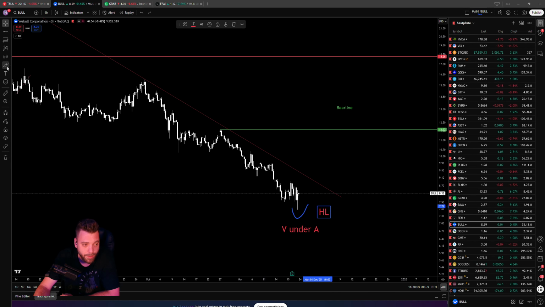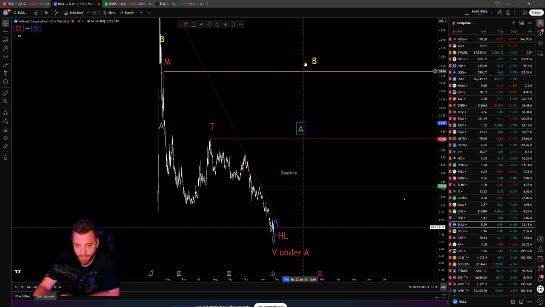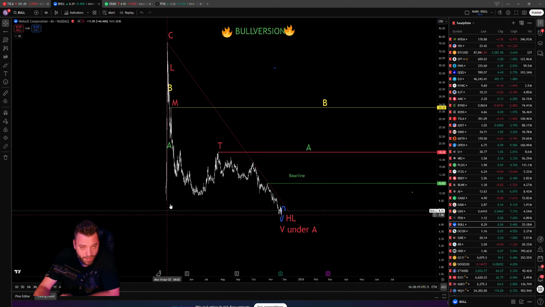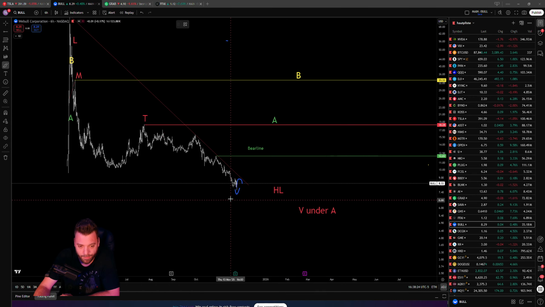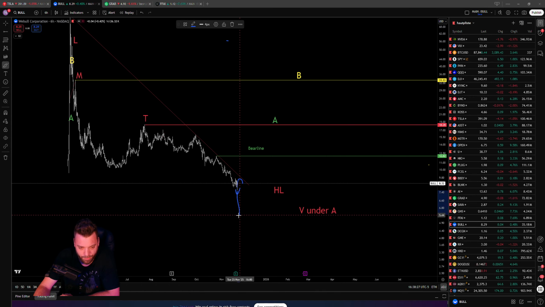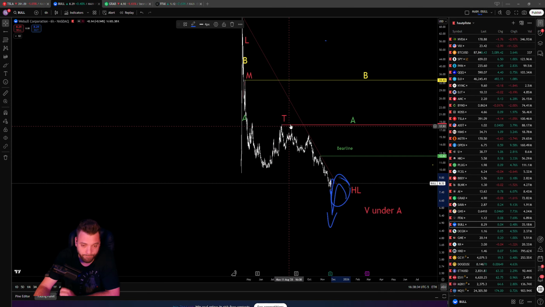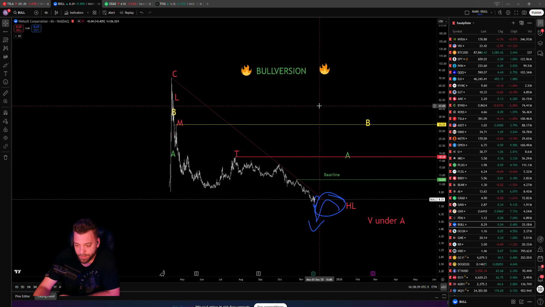Maybe this is the V. So wait for confirmation that the higher low is holding. Everything over 12, bullish. And then your next target is A or B. But just saying, we have nothing under here. Nothing. So this still could just do some stupid thing like going to 5, for example. Just hands off till we have confirmation for the higher low.